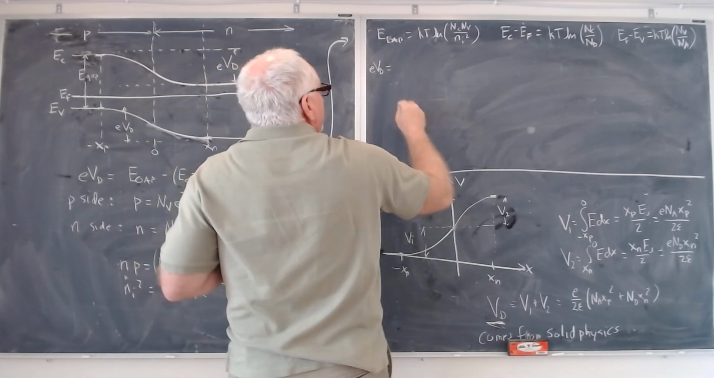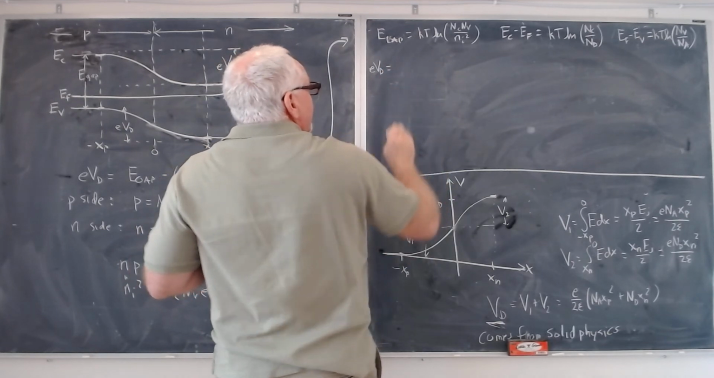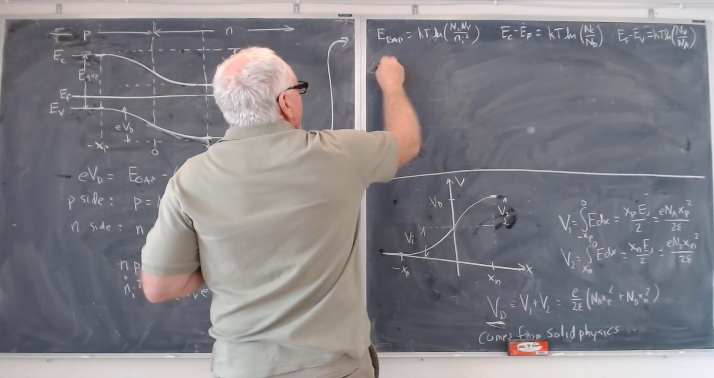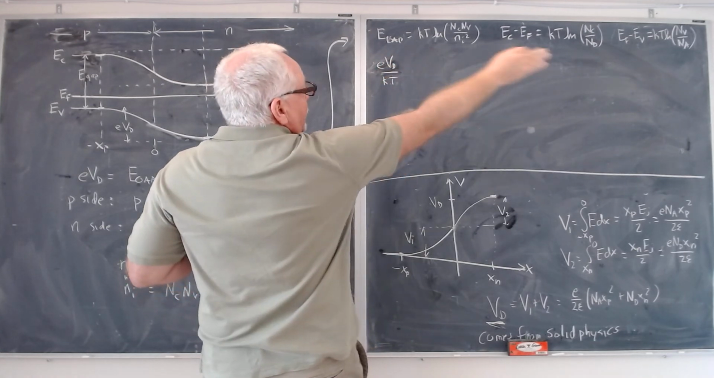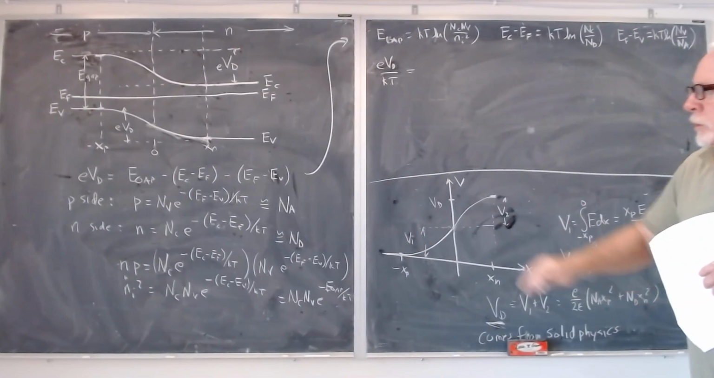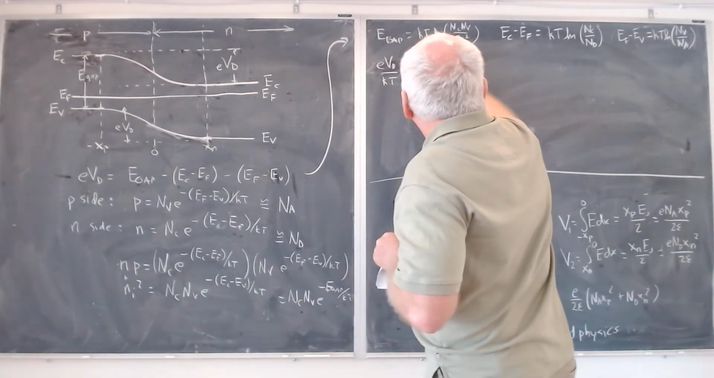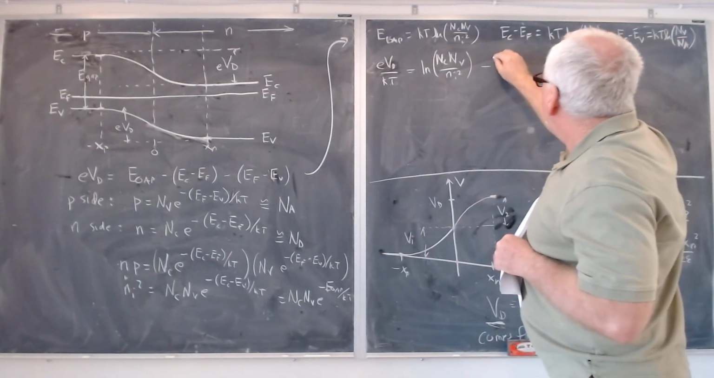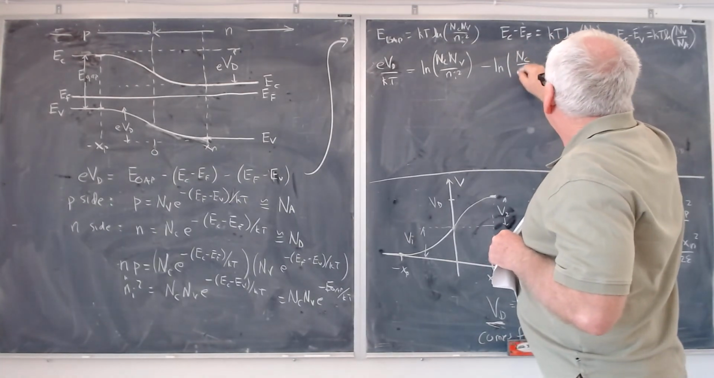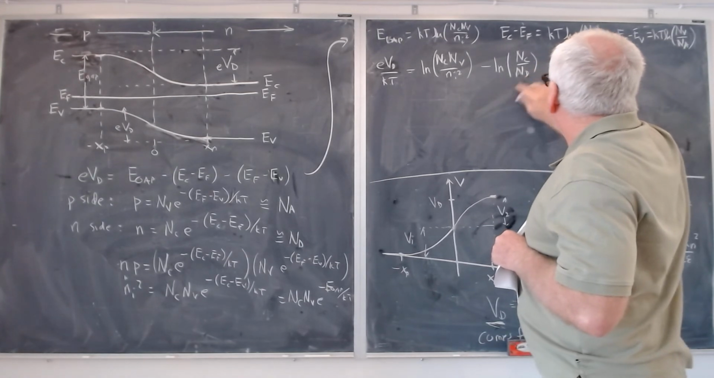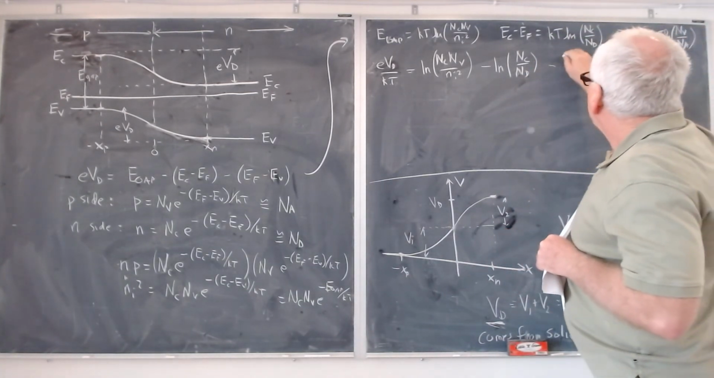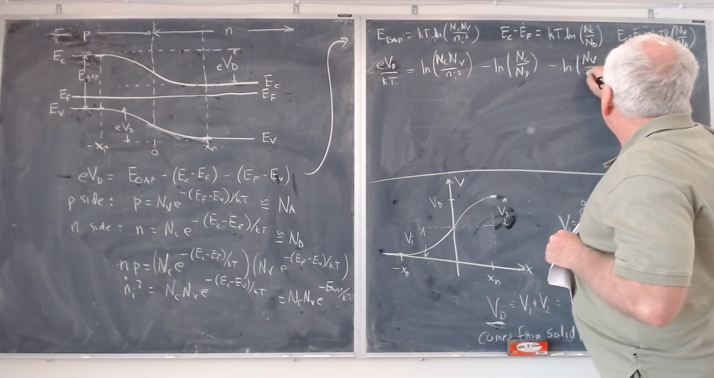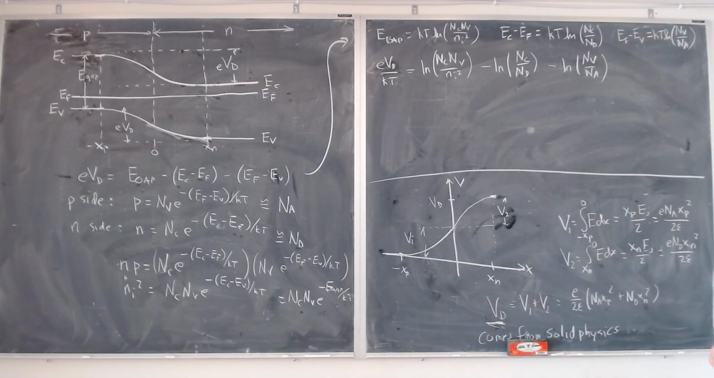EVD is equal to, let me bring out the KT, EVD, because all these have a KT in front of them. So first there's E gap, so that's the natural logarithm of NC NV over Ni squared. And then I'm going to subtract off natural logarithm of NC over ND. And then this one here, minus ln of NV over NA. Okay, and those of you that are comfortable with natural logarithms can already see the answer probably.